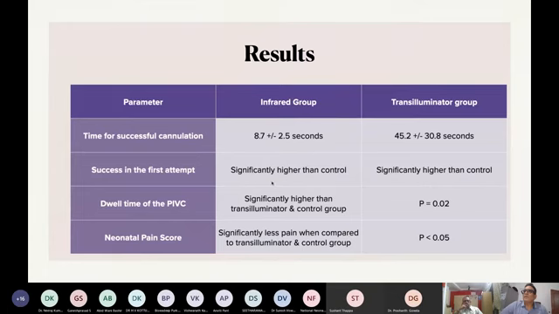And they found that the time for successful cannulation was better with the infrared group. It was much quicker when compared to the transilluminator group. And success in the first attempt was better in the infrared group and the transilluminator group when compared to the control. And the duration the cannula stays in situ was significantly higher in the infrared group than in the transilluminator and the control groups. And the neonatal pain score was also significantly better in the infrared group. So they recommend that the infrared vein viewers are better than the transilluminator, and the transilluminators are better than the naked eye.